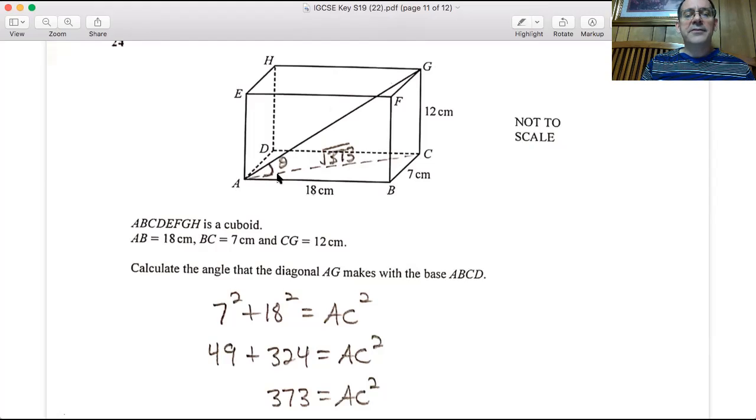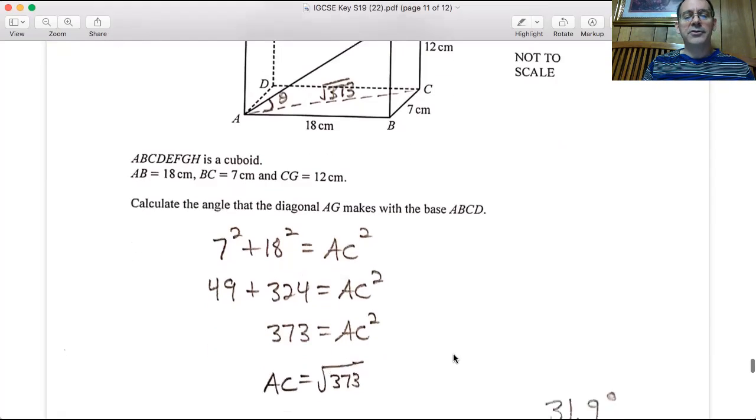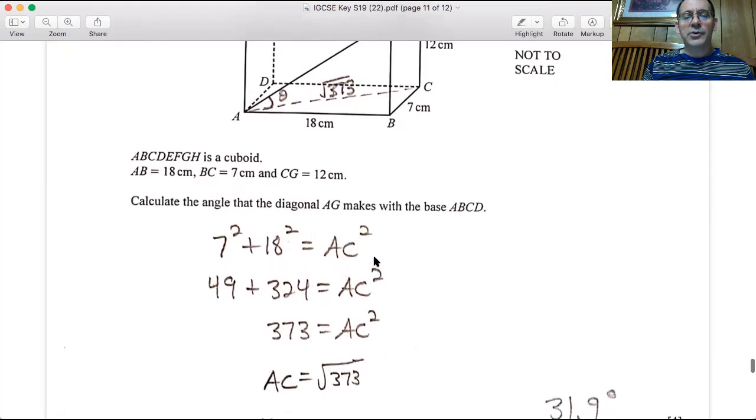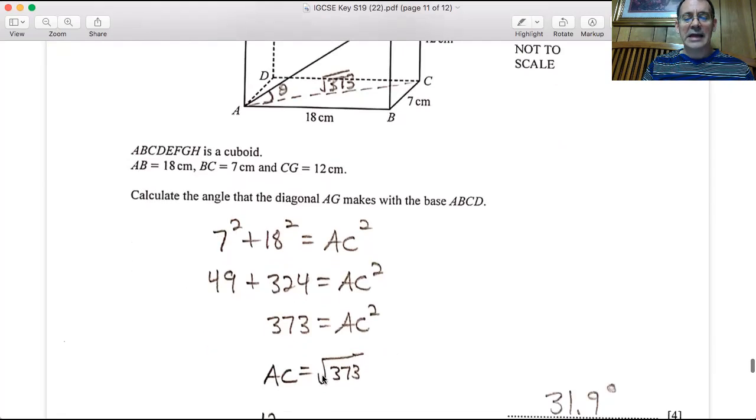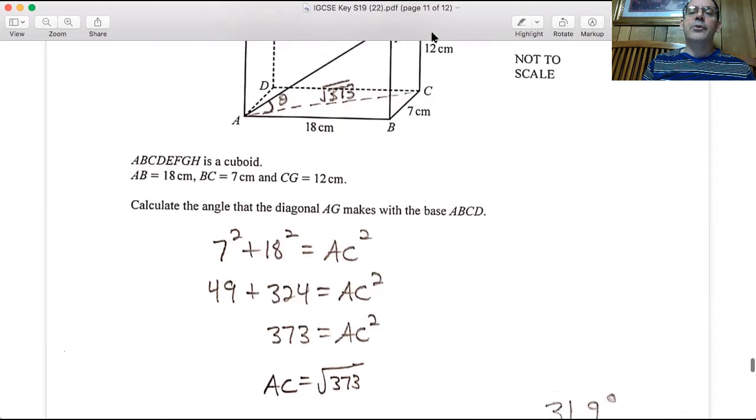So first we need to find the hypotenuse of this base part. So we have 7 and 18, and we want to find the hypotenuse. So 7 squared plus 18 squared equals AC squared. And that's the Pythagorean theorem. When you get to the end, AC equals the square root of 373, which I wrote here. And now we have 12 as the height, root 373 as the base. And this again is a right triangle.